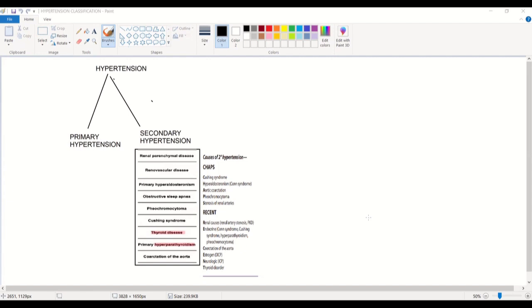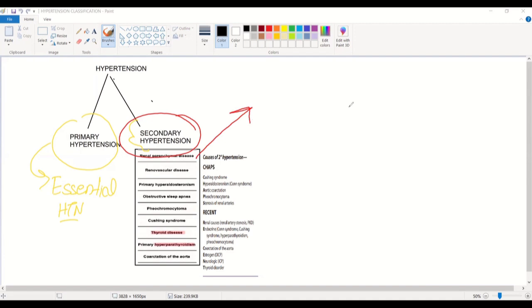Okay, so hypertension is mainly classified into two types. Primary hypertension, which is also known as essential hypertension. So can anybody tell me the cause of the primary hypertension? Idiopathic, right? Okay. So the secondary hypertension, that is very, very high yield. The secondary hypertension is due to renal parenchymal disease, right?